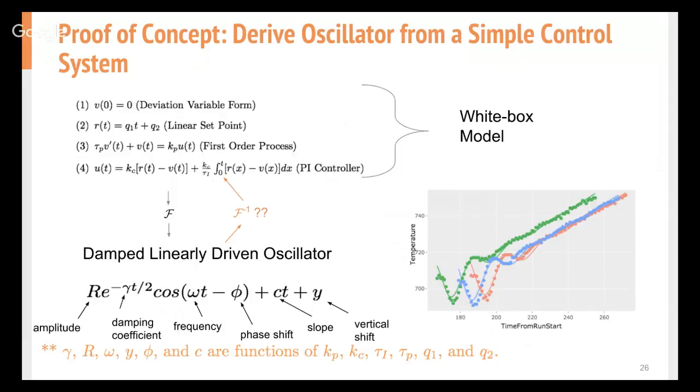And with a couple of other assumptions on initial conditions and the set point, which is the form of the target you want to reach, you can actually derive analytically our oscillator formula. So the parameters of the oscillator are now expressed as functions of the original control system parameters. So that's the forward operator.